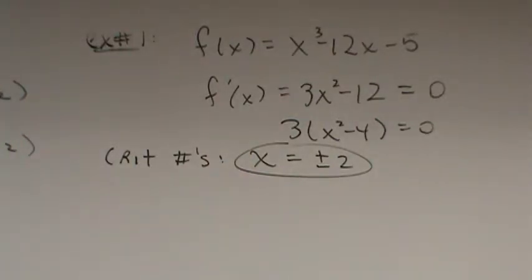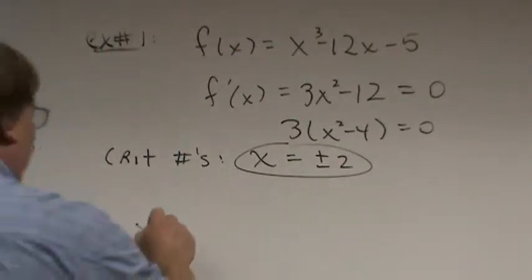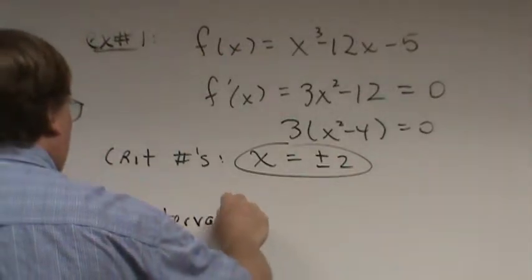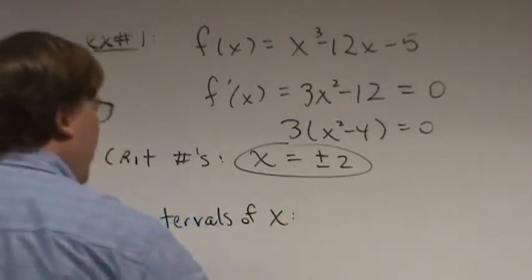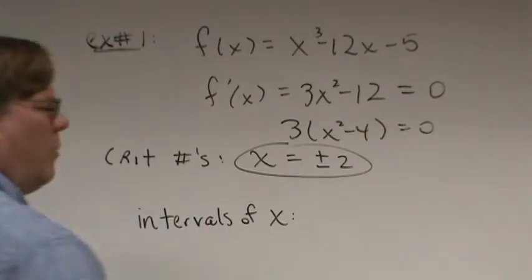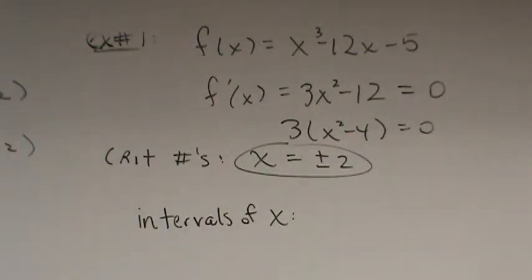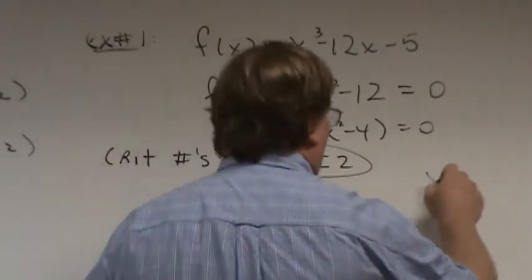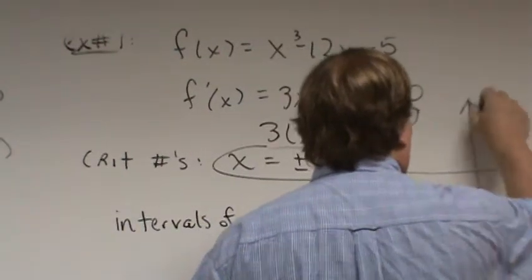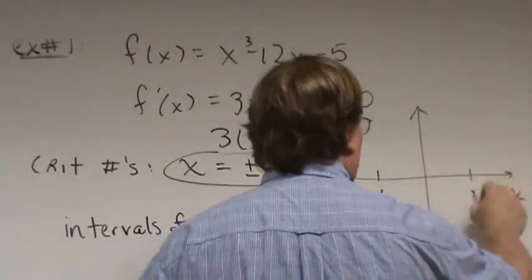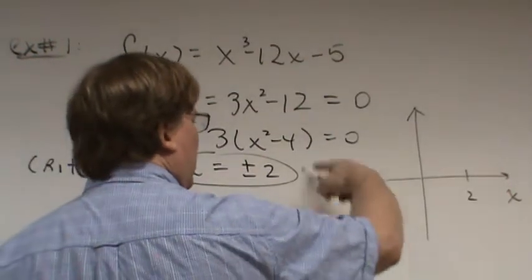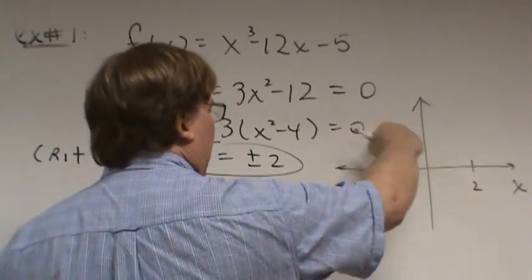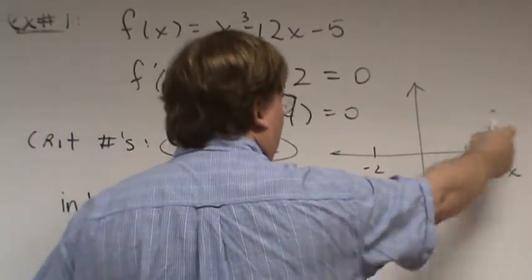Now, you will set up a chart like this. The first row of the chart will be the intervals of x. Because my critical points are at plus or minus 2, I need to know whether my function's increasing or decreasing to the left and to the right of -2, and to the left and to the right of +2. And so essentially, I'm dividing the x-axis. Here's my x-axis. Here's -2, here's +2. I've got to decide if my function's increasing or decreasing to the left of -2, increasing or decreasing to the right of -2, and then the same thing for +2.